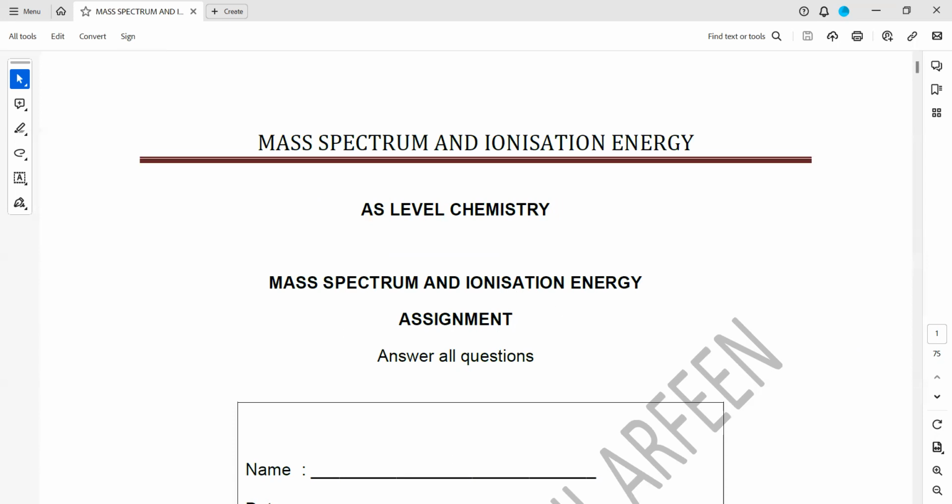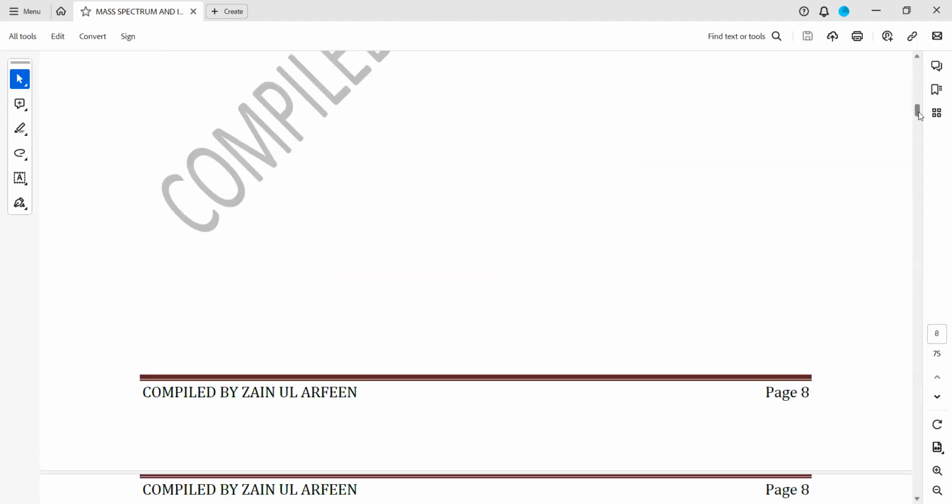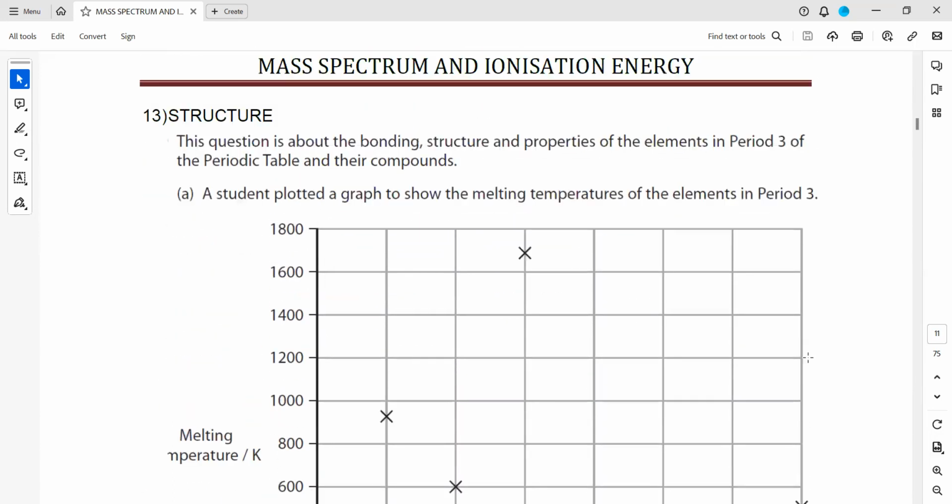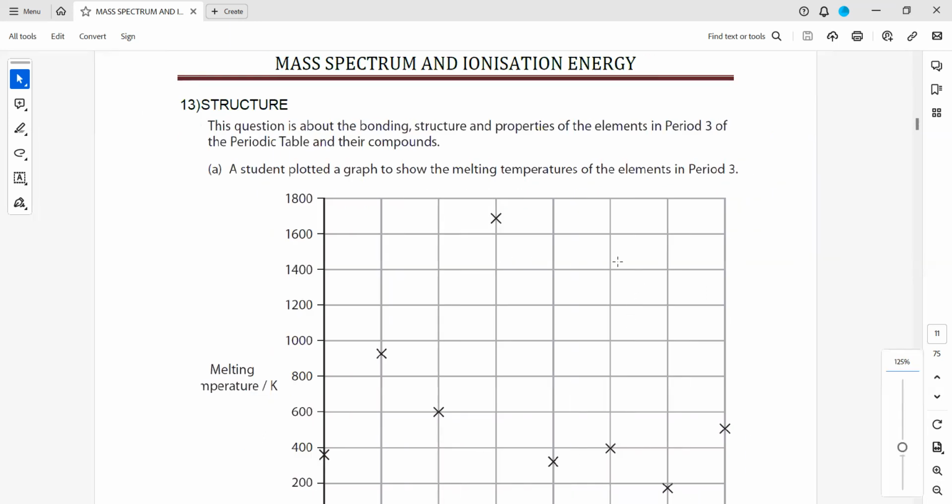So this one is an exercise related to the mass spectrometer and ionization energy. The first 12 questions I have already discussed, so I will start the discussion with question 13, and I'll share the recording for the first 12 questions at the end. So, starting with question 13.